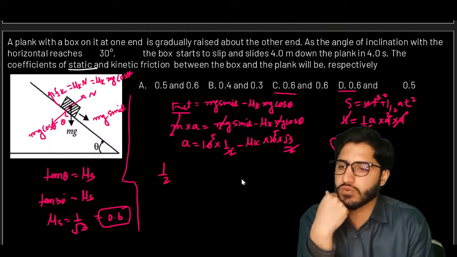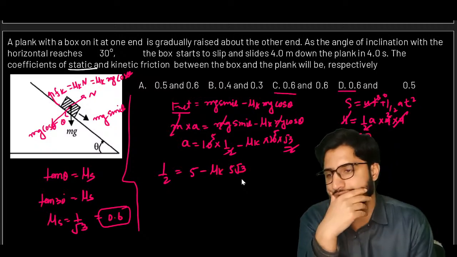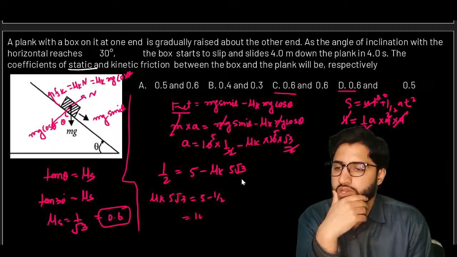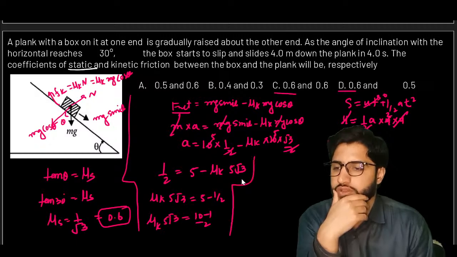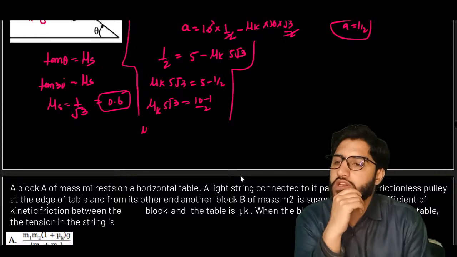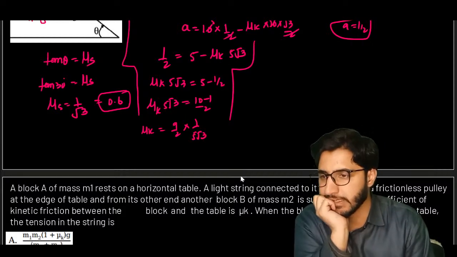So 1 by 2 equals 5 minus nu k 5 root 3. So I can write nu k 5 root 3 equals 5 minus 1 by 2, which is 10 minus 1 by 2. So nu k equals 9 by 2 into 1 by 5 root 3. Clear?